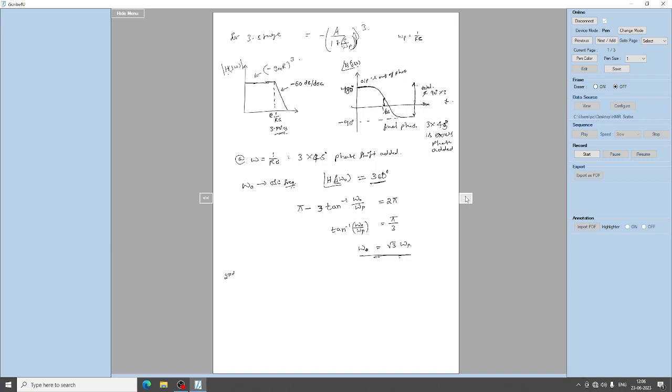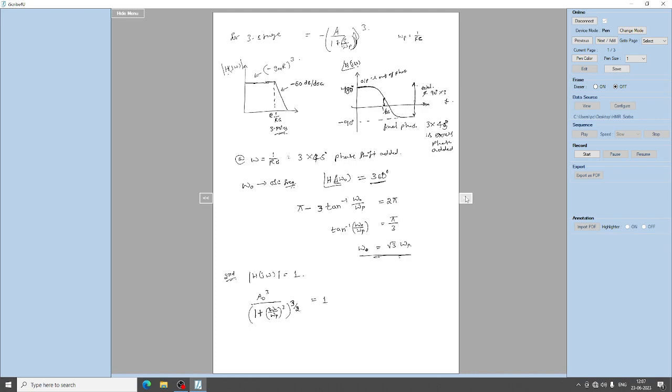So we have the second condition, which is that the magnitude of H of j omega should be equal to 1. Okay. So we have the gain expression A naught cube upon the square root of 1 plus omega naught upon omega p whole square. I am taking cube because you have 3 stage, and this overall gain should be equal to 1.